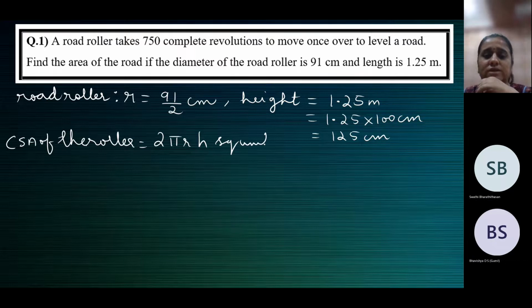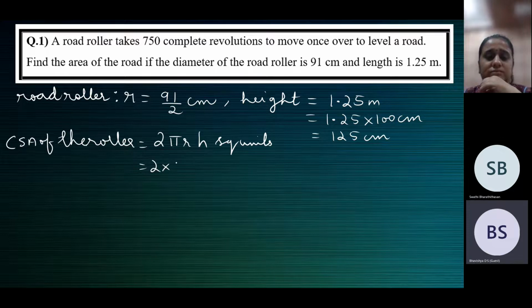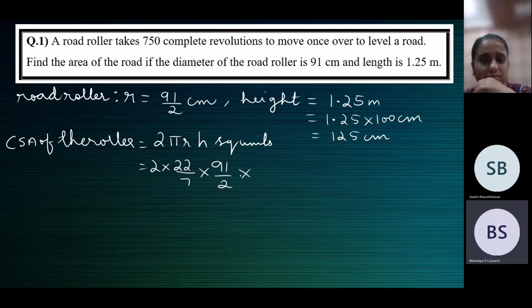Very good. Then 2 into 22 by 7 into 91 by 2, into 1.25 by 100. Like that I have done. No, no, no. What is 1.25 by 100? 125? No.